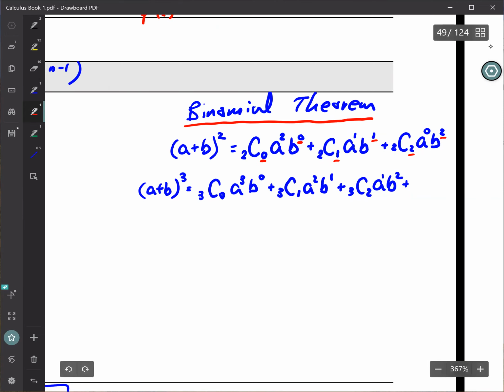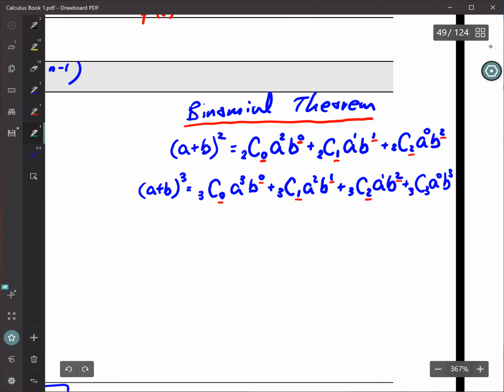You look at what's changing, right? 0, 0, 1, 1, 2, 2. So what's the next one? 3, 3. Yep, 3C3, right? And then A2 will become A0 now, and then B3. Because the exponent on the second term gets bigger and bigger, however the exponent on the A gets smaller.